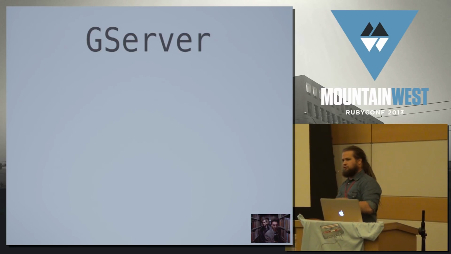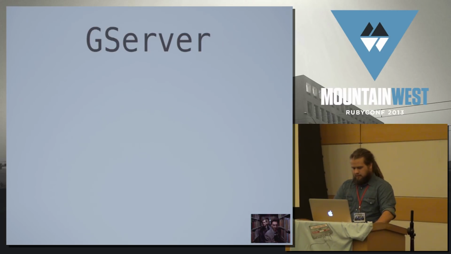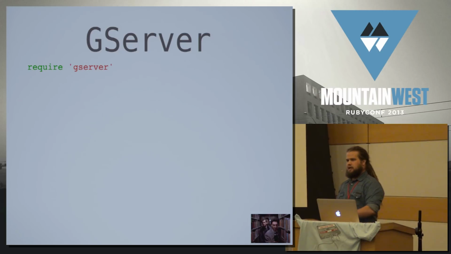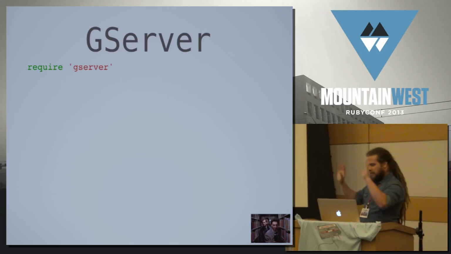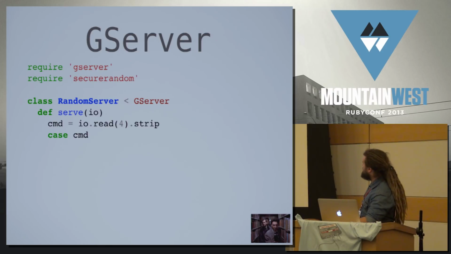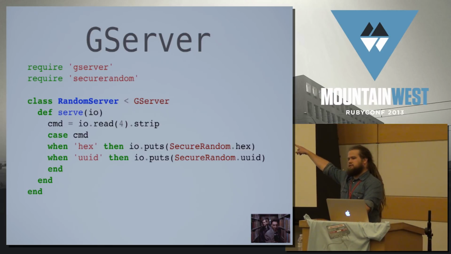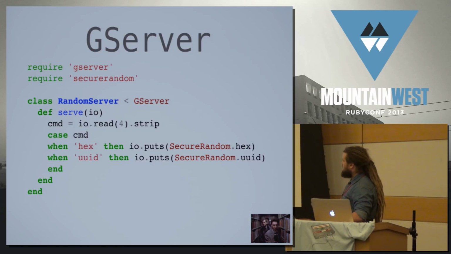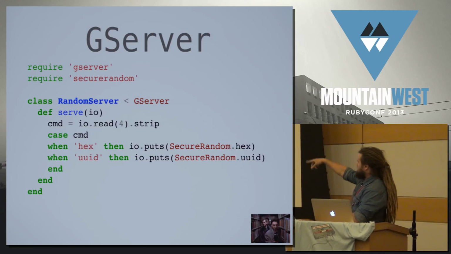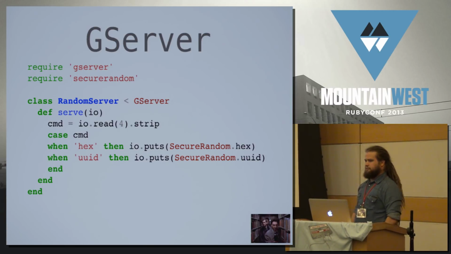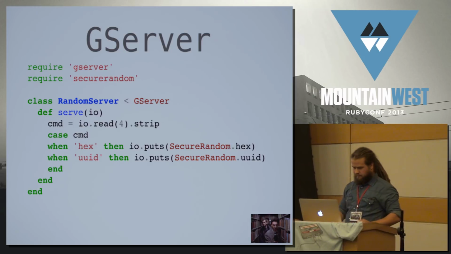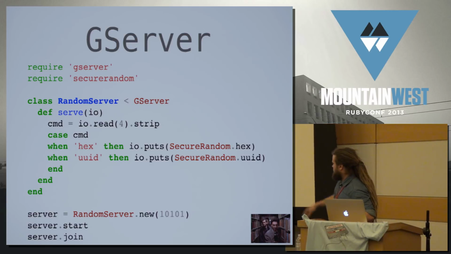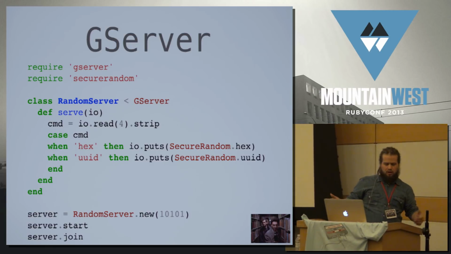GServer gives you a threaded TCP server. Threaded. Okay, it's thread safe, it's happy. It takes care of all of the connection and disconnection and all of that junk for you. So all you have to do is inherit from GServer and define serve, which takes an IO object. That's it. I'm going to read 4 characters from it and check the command, and if we get hex, I'm going to send back some hex, and if I get UUID, I'm going to send back some UUID. So we're going to make a server on port 10101, start it, and just join on the thread to block, wait for it.